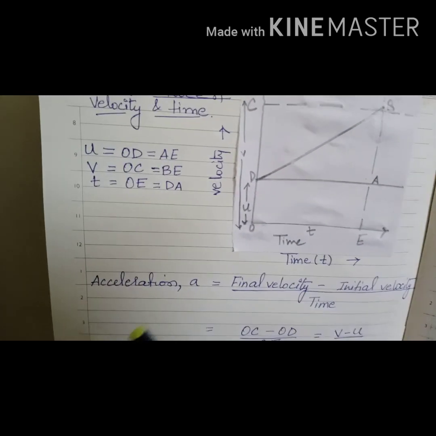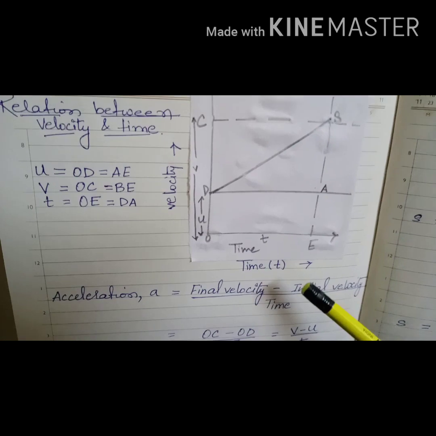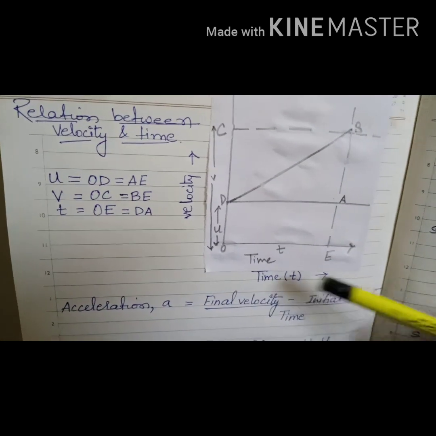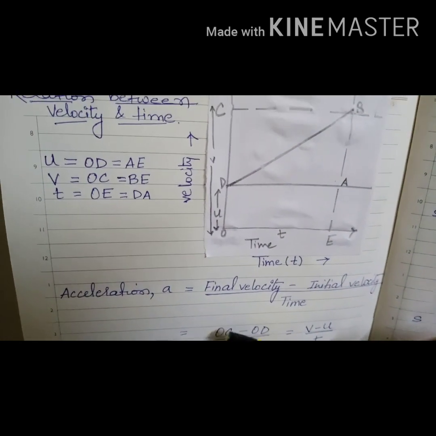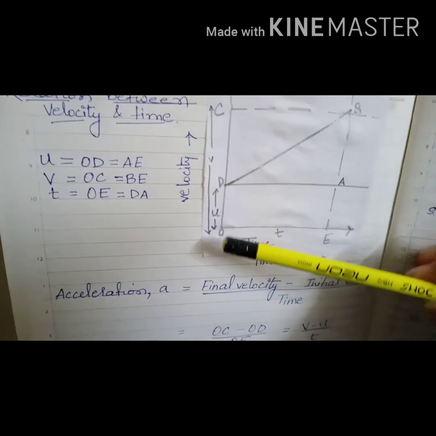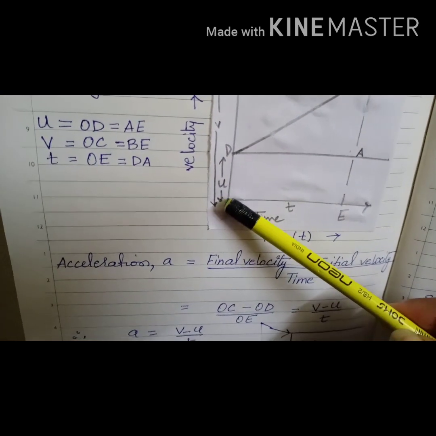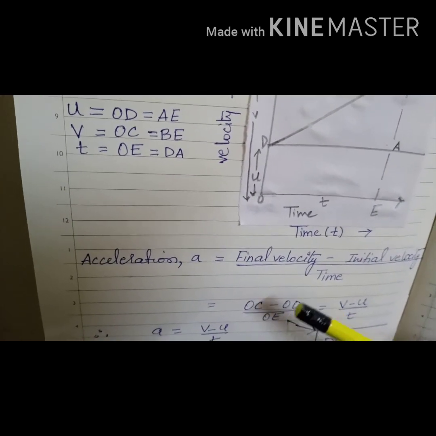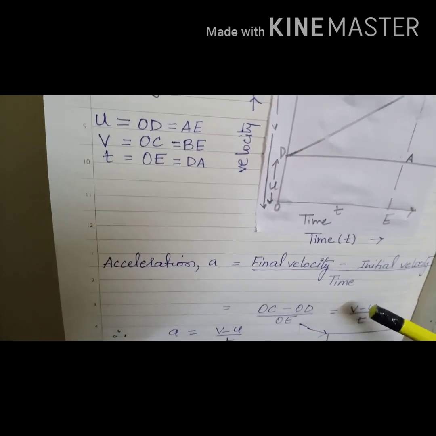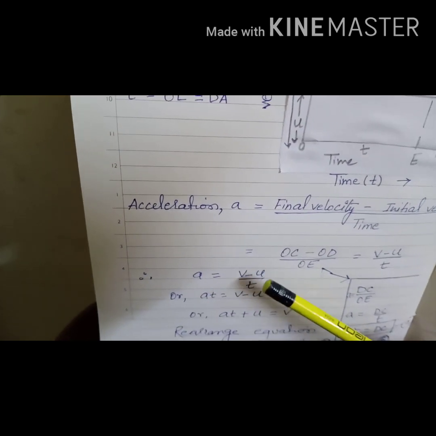Now we start with acceleration. We all know that acceleration A is equal to final velocity minus initial velocity, upon time. The final velocity is OC and the initial velocity is OD. So OC, the final velocity that is V, minus OD, the initial velocity that is U, upon time. Time is OE. Putting all the values, V in place of OC, U in place of OD, and T for time, we have got A equals V minus U upon T.